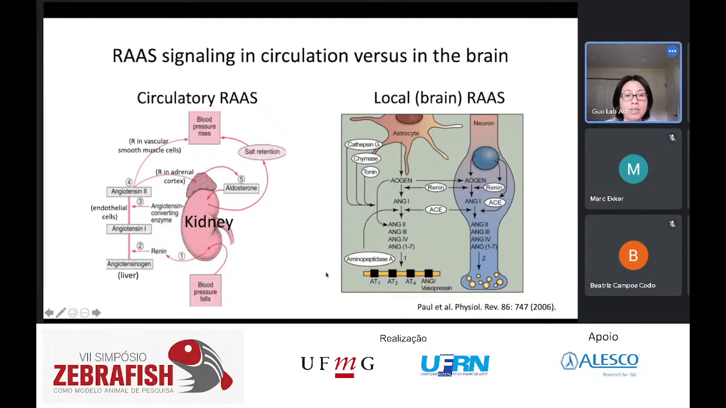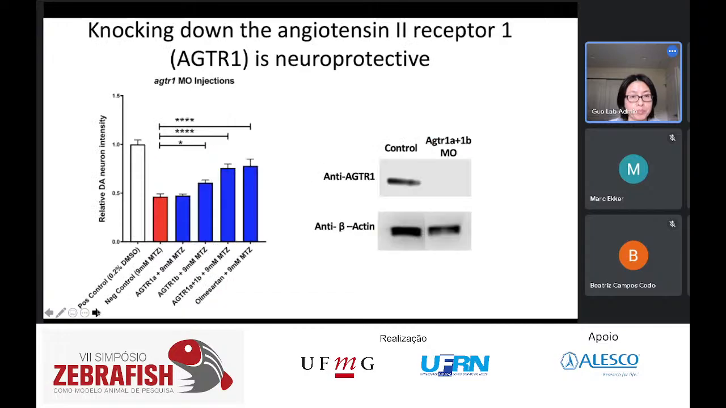In addition to this commonly known circulatory RAS, there is also a less known brain RAS pathway, where the expression of these components has been detected in both neurons as well as glia cell types in the brain.